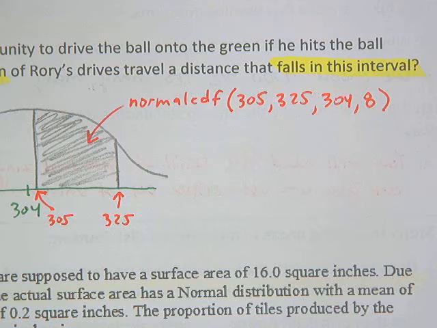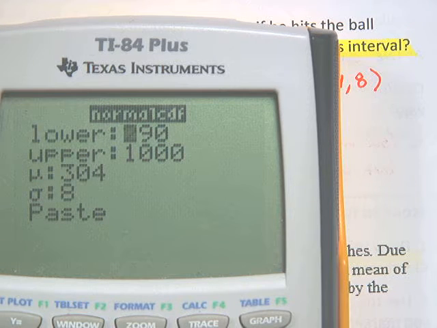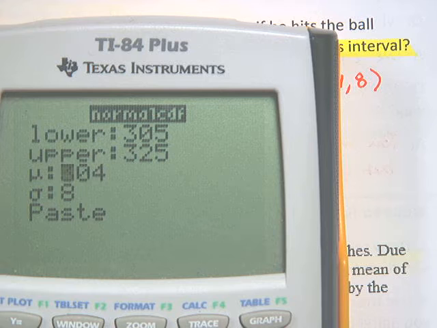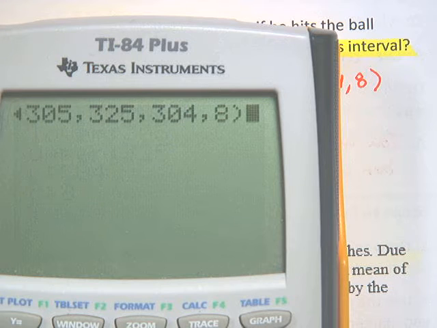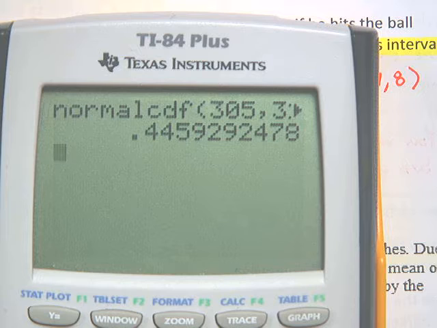So eventually, and I could probably name those of you in here, eventually you're not going to need to draw the picture. You're going to know how to just pick up the calculator and do it. But for today, I want you to draw the picture. I want you to just be able to look at a word problem and decide, is this the kind where I shade to the left? Is this the kind where I shade to the right? Or is this the kind where I shade between?